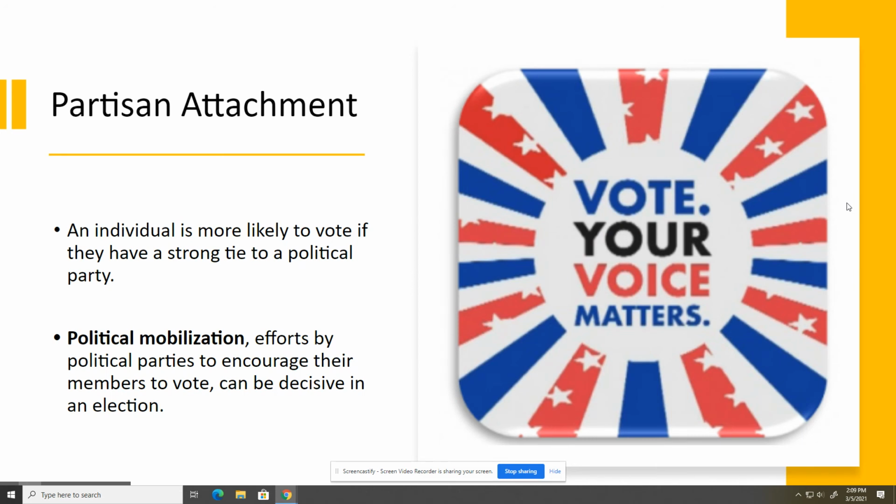Next is partisan attachment. So if an individual belongs to a party, so maybe they're a member of the Republican Party or the Democratic Party, they're going to be more likely to vote. Okay, this political mobilization is defined as efforts by political parties to encourage their members to vote. And sometimes political mobilization can be really decisive in an election. Okay, so if you're part of a political party, you're going to be more likely to vote. And political parties try to get members of their party to vote through political mobilization.